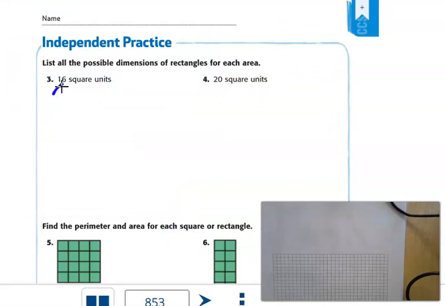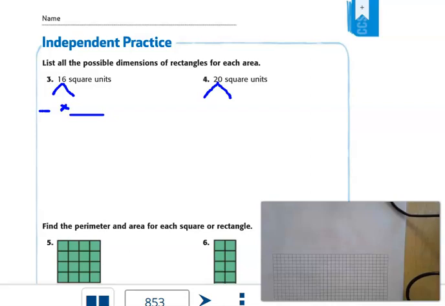You just need to factor out these numbers, the factors that come to be 16, and that will give you all the possible dimensions of a rectangle that has this area, 14 or 20, depending on the problem. And it doesn't ask you to draw it, so you just need to get those.